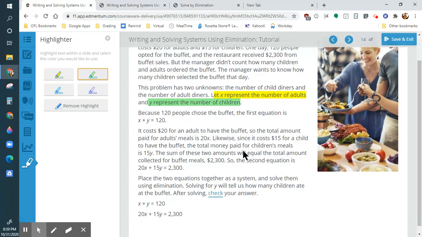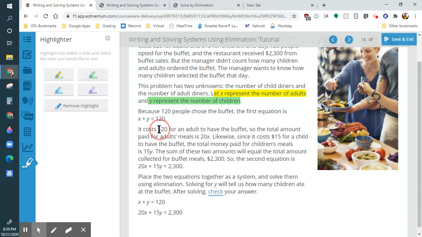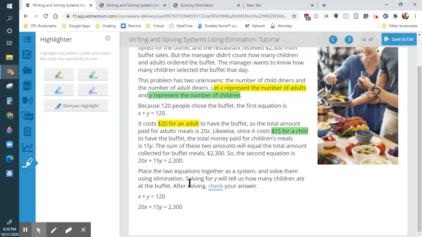So we're going to make that green. And then it costs $20 for an adult, so I'm going to use the same color, yellow, because we're talking about adults. And then a child, green, is that. So this helps me make the formula. This top formula represents people. This bottom formula represents the money they got. They collected this much money total. And the other one was the number of people, because there's 100 and so many people. So this formula represents people, and this formula represents money.